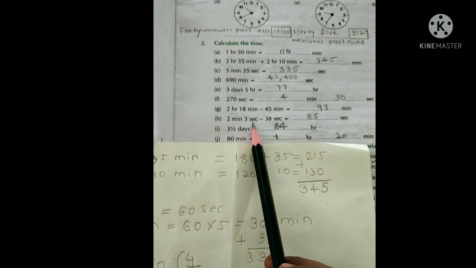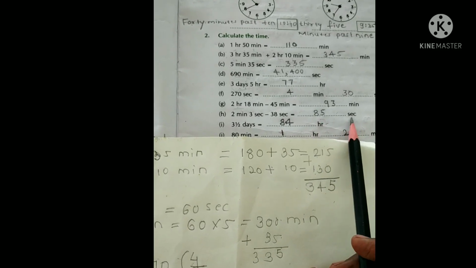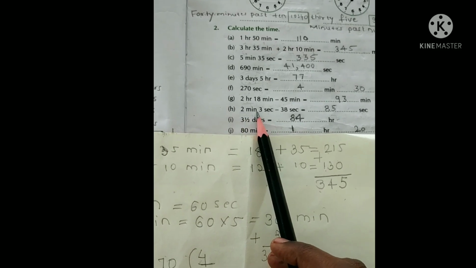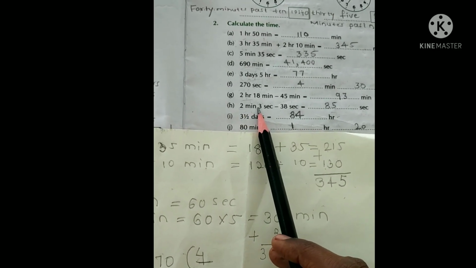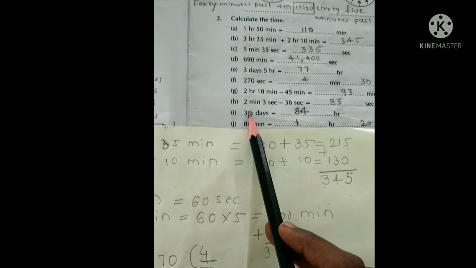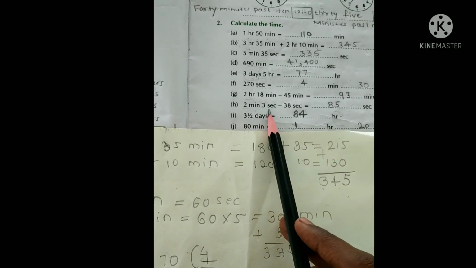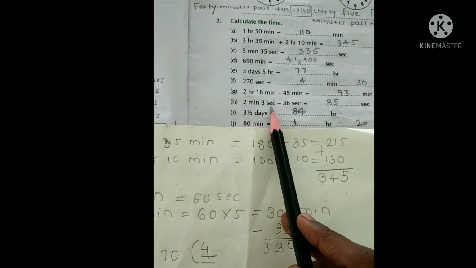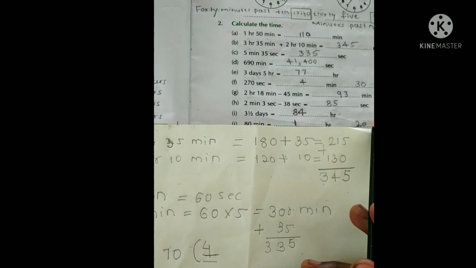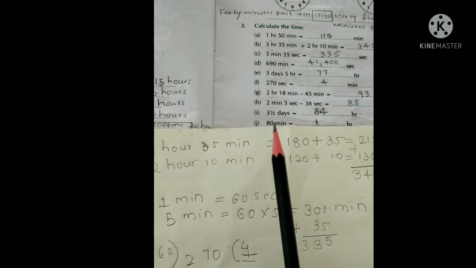2 minutes 3 seconds minus 38 seconds is equal to dash seconds. That is, convert these 2 minutes into seconds now. 2 minutes is equal to how many seconds? For 1 minute 60 seconds. For 2 minutes 120 seconds. So 120 seconds plus 3 seconds, that is 123 seconds, minus 38 is equal to 85 seconds. Understood? Okay, we'll go to the next question.